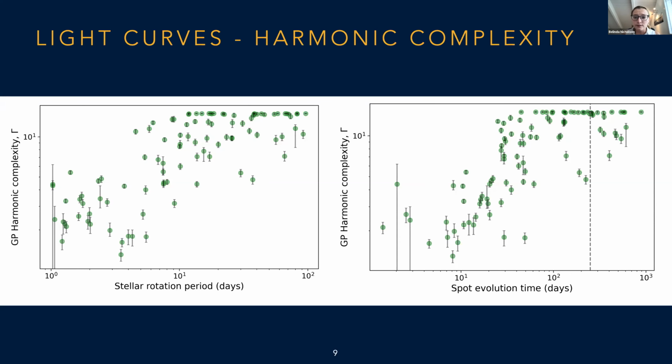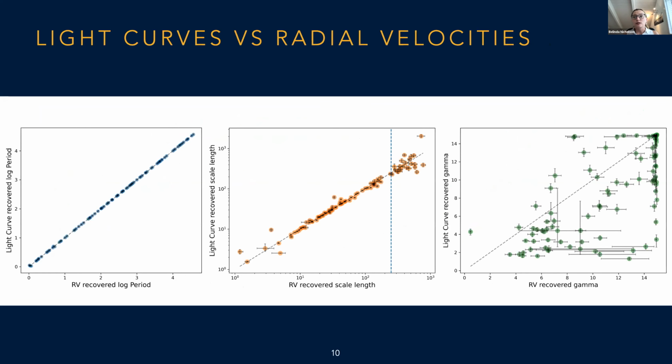So that's for the light curves. What about for our radial velocities? Here we have our radial velocity on the x-axis and our light curve recovered values on the y-axis. And just like we saw with the input and output, we're getting some lovely, beautiful agreement between what the radial velocity GP finds and the light curve GP finds. They both agree on the rotation period, and they agree very well also on the recovered length scale.